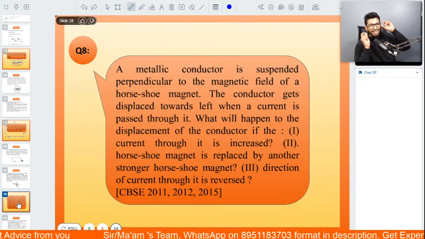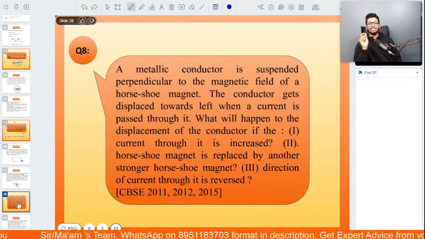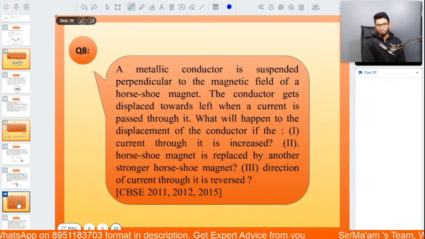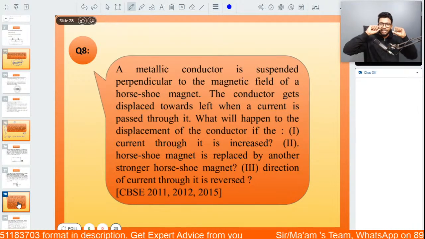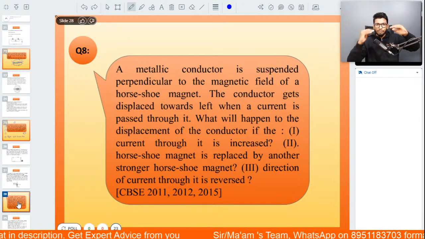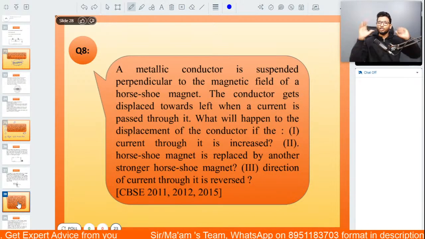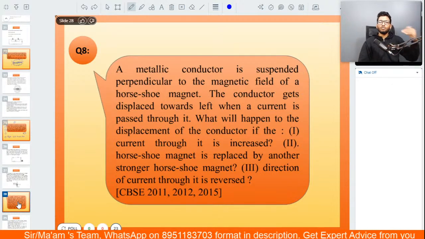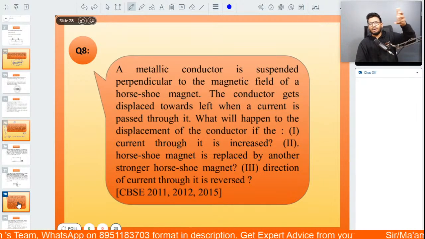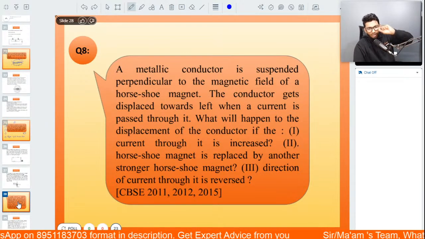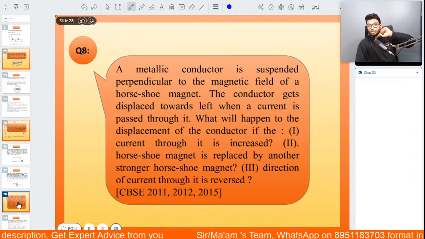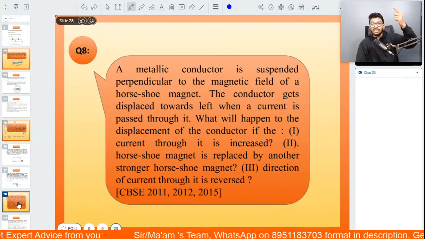The question is, a metallic conductor is suspended perpendicular to the magnetic field of a horseshoe magnet. All right, please imagine it. A metallic conductor is suspended perpendicular to the magnetic field of a horseshoe magnet. The conductor gets displaced towards the left when a current is passed through it. What will happen to the displacement of the conductor if first the current through it is increased?